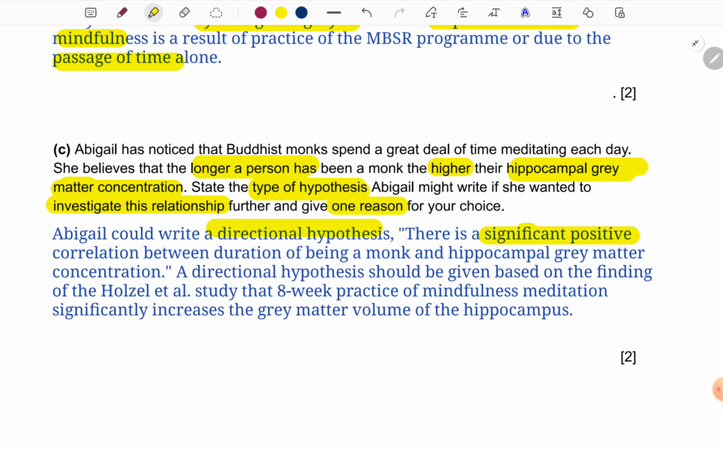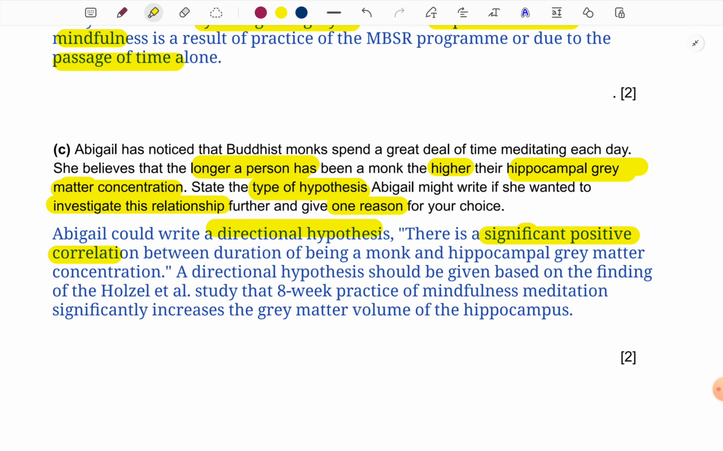There is a significant positive correlation. Why have I used the word positive? Directional. This is what the study is showing, so I have a reason to say it's going to be positive. The word significant is important because we always talk about the population, not only the sample. So there is a significant positive correlation between. Now we have to name the variables. This is the standard format of writing a correlational hypothesis.